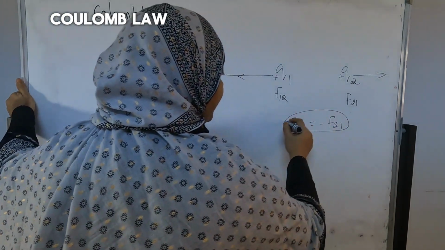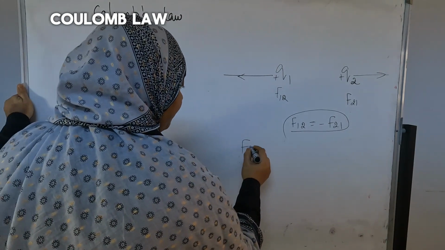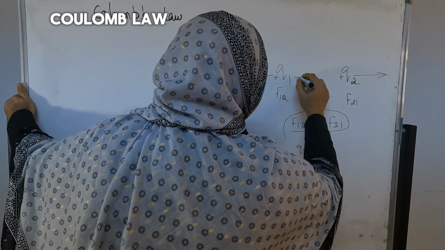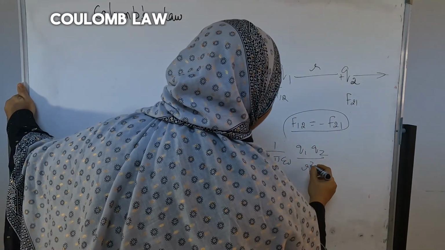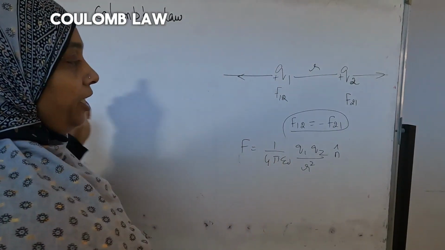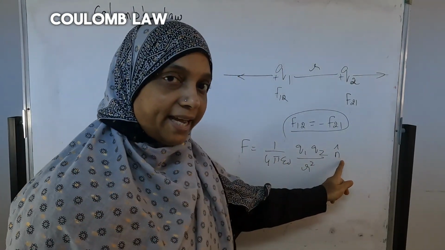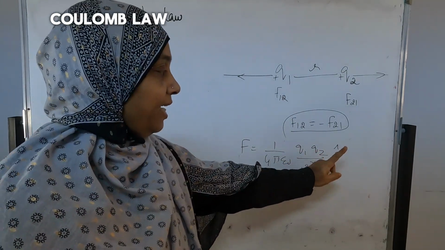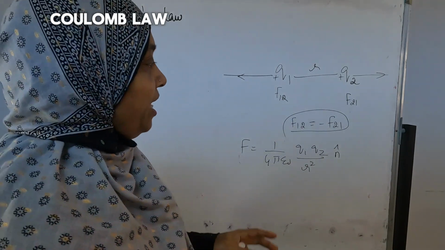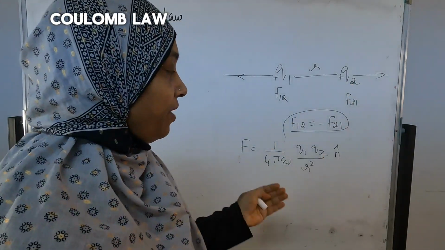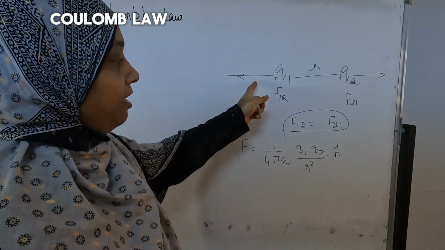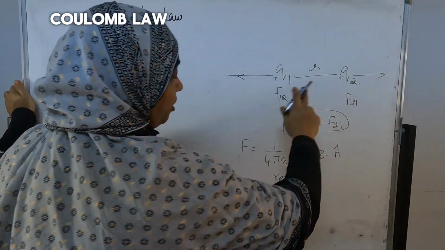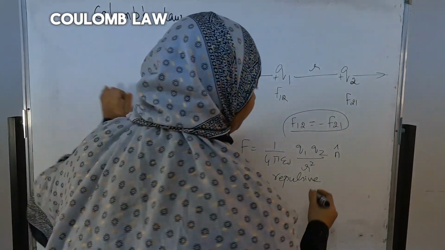Similarly, this is how we represent it in the formula: F is equal to 1 by 4 pi epsilon naught Q1 Q2 by R square, where R is the distance between them, with a unit vector. This represents direction. We are not writing plus or minus for Q1 and Q2, only the direction is oriented there. If they are repelling each other, then the net force we calculate, we write as repulsive force.